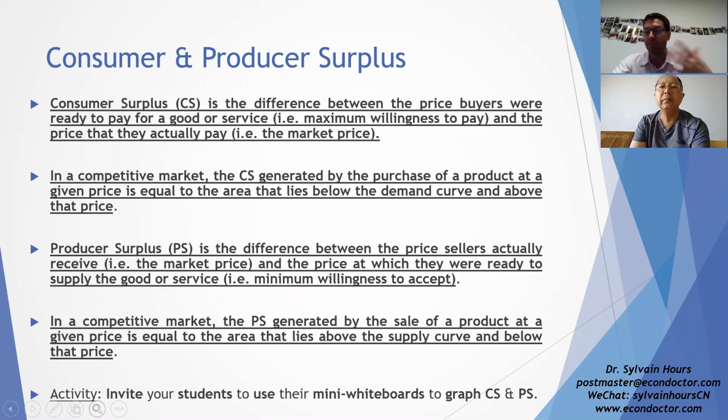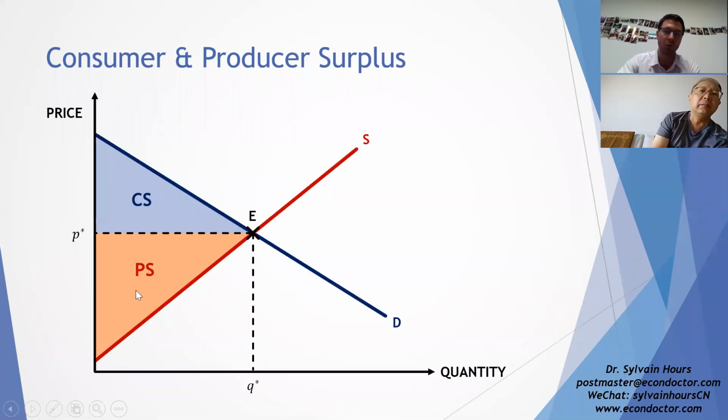And you can ask them, especially if they use mini whiteboards, and I hope you use mini whiteboards with your students so they can practice graphing skills during your lessons. If they have mini whiteboards, you can just ask them to represent a competitive market, supply and demand, and to show consumer surplus and producer surplus when the market is in equilibrium. So you should get something like that, okay?